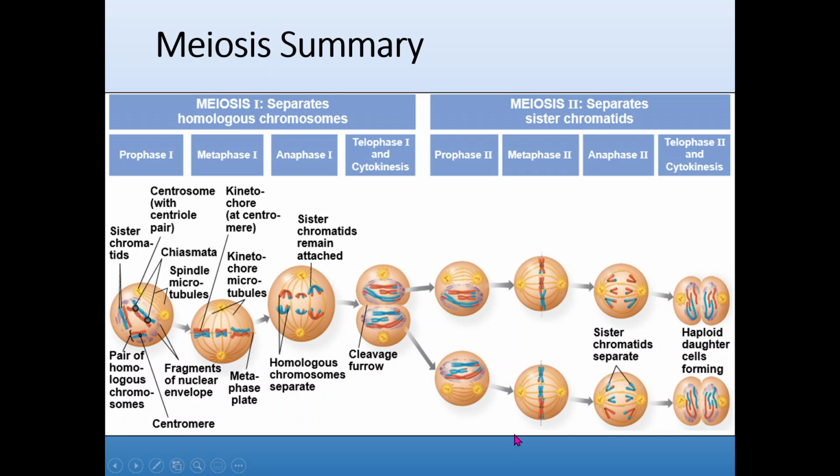Okay, so here's a nice summary slide of meiosis. I'm not going to go through all of the individual details here. Again, this is hopefully mostly review, but it's here for you if you need to. Starting with meiosis 1 with prophase 1, we get our crossing over happening, and then you just go through the normal phases of division, and you just do it twice.